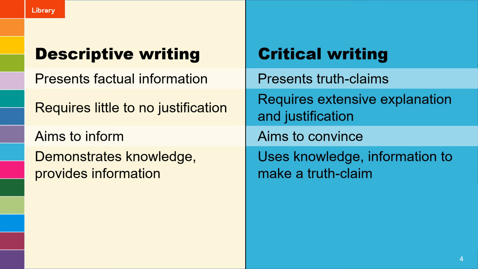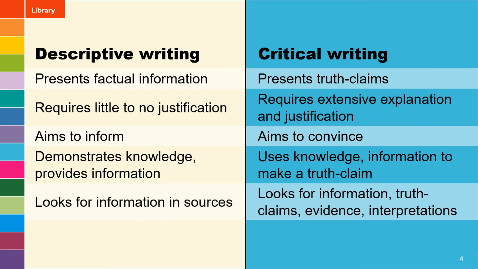Your approach to reading and research will have a big influence on how descriptive or critical your writing is. Descriptive writing is typically a product of simply looking for information in sources, while critical writing is the product of looking for information, truth claims presented by others, evidence to support one's own truth claims, and other ways of interpreting the evidence. Remember, when reading an academic source, look for more than just facts.